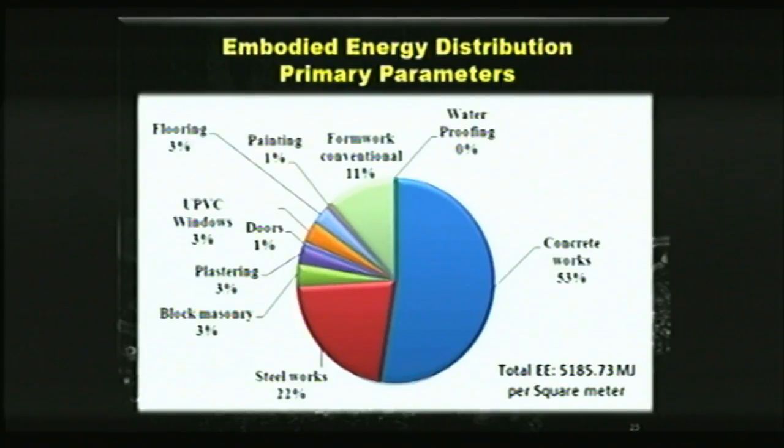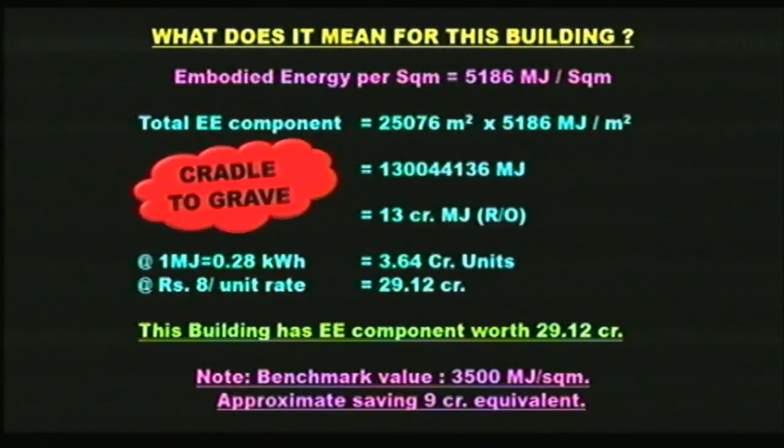Now, what exactly does it mean? What exactly do I mean by 5,200 megajoules per square meter? It means that if you multiply it by the total area, it gives approximately 13 crore megajoules of energy consumed by that one building. If you want to convert that into commercial rate, at the rate of rupees 8 per unit, it is almost equivalent to 29 crores of rupees of energy consumed by that one 18-story building.